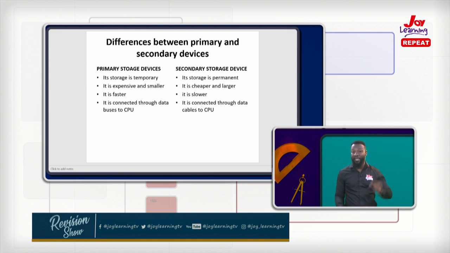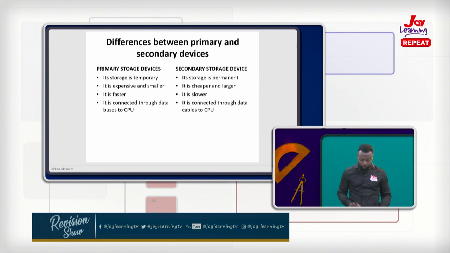Primary storage device is faster, but the secondary is slower. The primary storage device is connected through data buses to the CPU. That means it is connected through the data buses, but not all of them are connected to USB ports. Some are also connected to the motherboard. And the secondary storage devices are connected through cables to the CPU, that is the central processing unit.